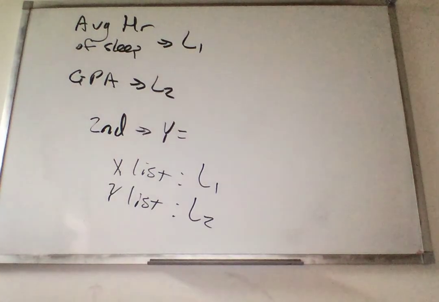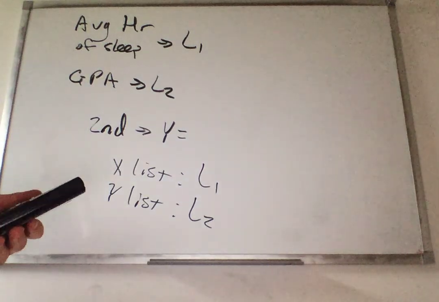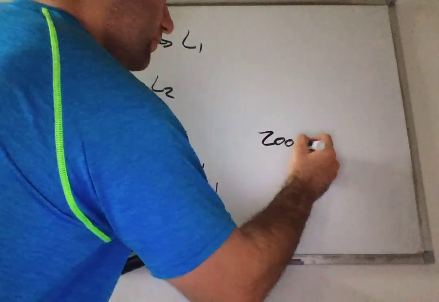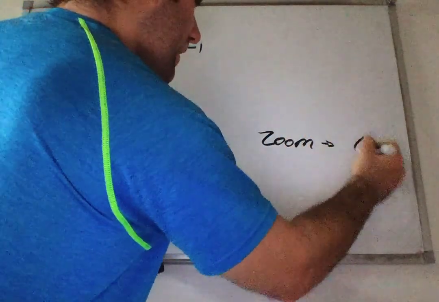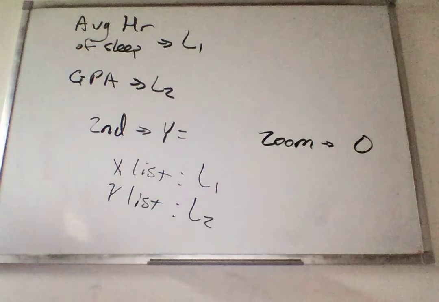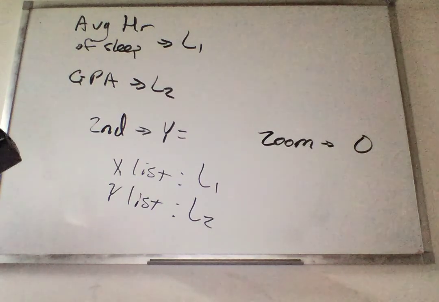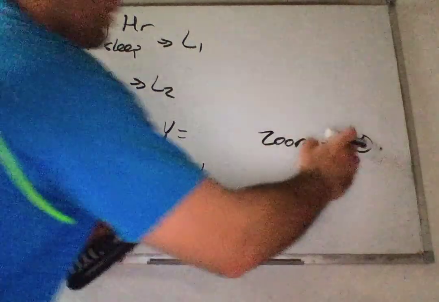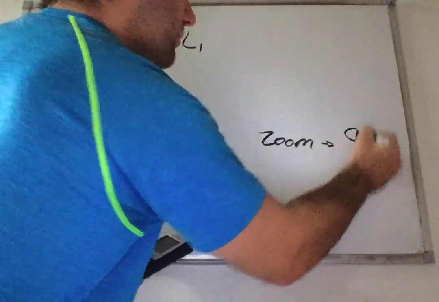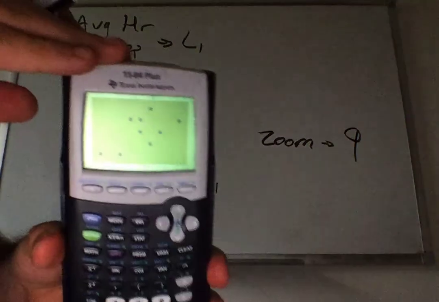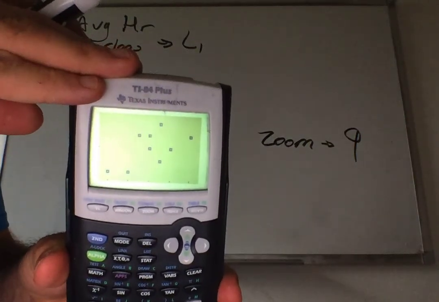And from here, you're going to hit the zoom button, and you're going to hit 0. So zoom, and then hit 0, because that will give you a zoom stat. Oh, my fault, not zoom 0, zoom 9. Zoom 9. And what you should end up with is a scatter plot like that.